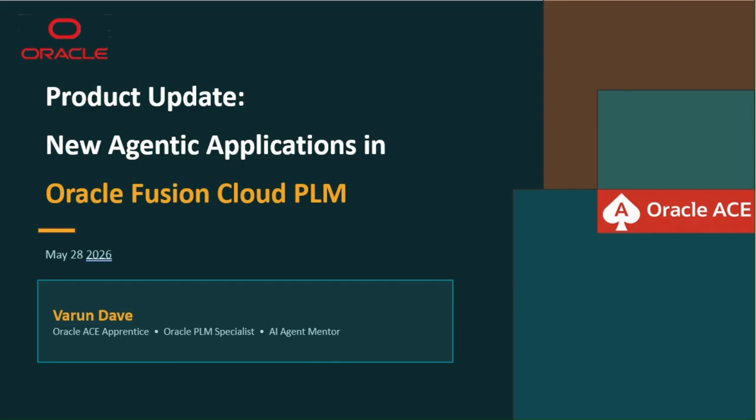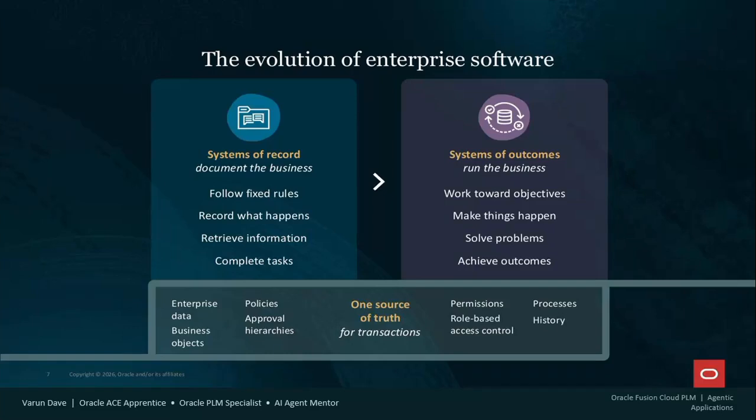And today, I want to talk to you about something that I think represents a genuinely significant shift in how Oracle Fusion PLM is moving forward. This is a session where we're going to cover the new agentic applications that Oracle has recently launched, what they are, how they work, and how they are specifically designed for transactions. The AI doesn't replace the previous system, but it activates it.